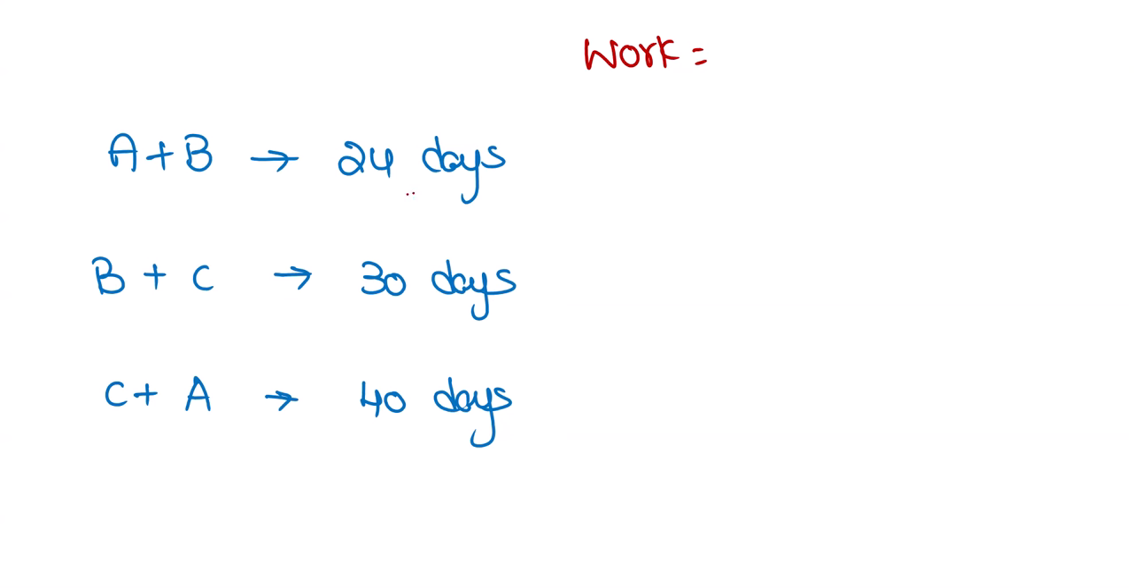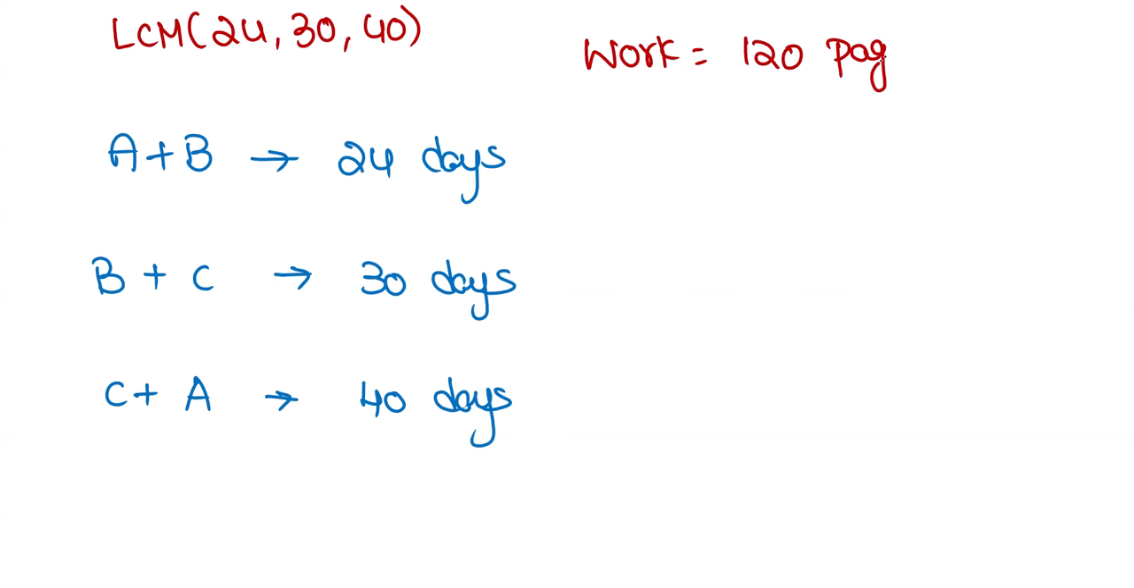That too, LCM for these values is better. So I'm taking LCM of 24, 30 and 40. Why LCM, sir? For easy calculations. It will be 120. I'm deciding that work is pages, typing. I have to type 120 pages in 24 days means it's 5 pages per day. This 120 pages in 30 days means I can type 4 pages per day. 120 pages in 40 days means 3 pages per day.